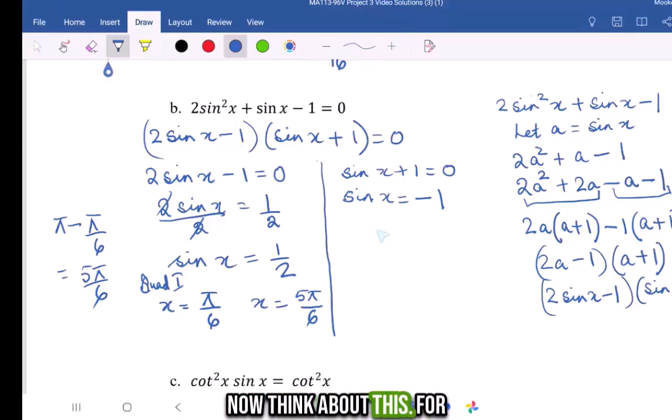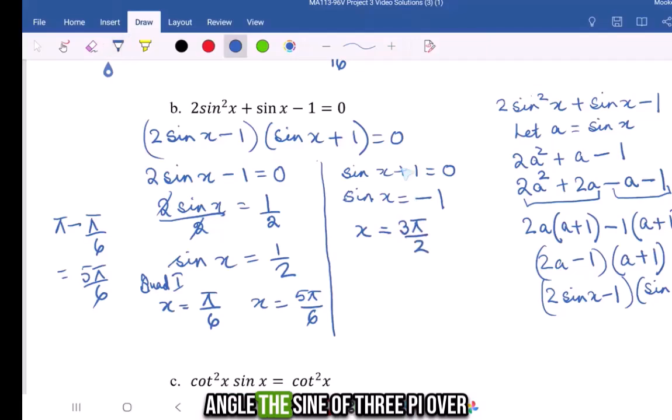And now think about this. For what value of x is the sine function negative 1? Now, sine is negative in the third quadrant as well as in the fourth quadrant. But negative 1 is really a quadrantal angle. The sine of 3 pi over 2 is negative 1. And a quadrantal angle really falls between two quadrants.